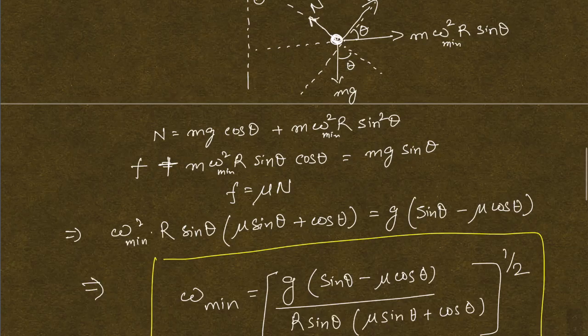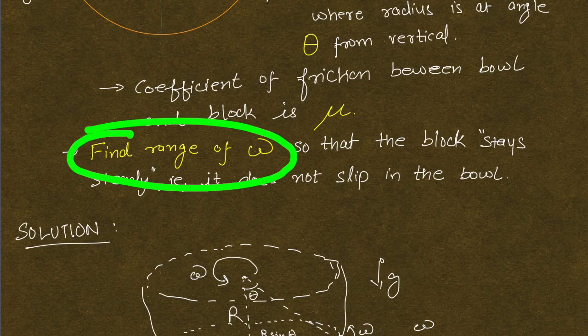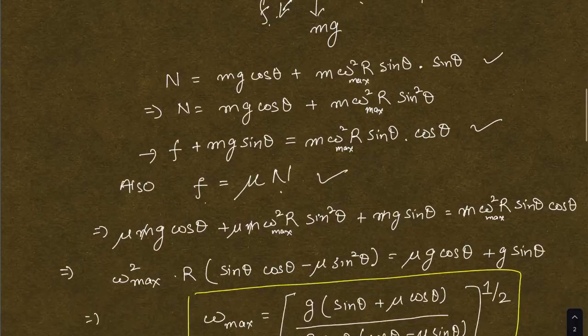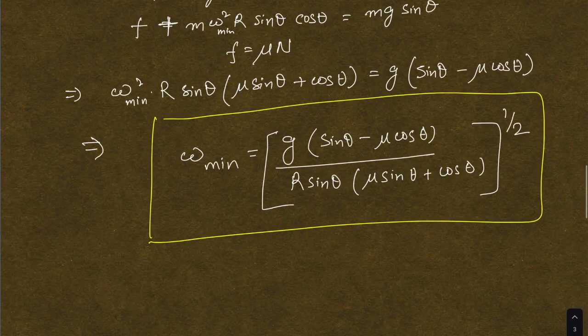So the question was, find the range of omega so that steadiness is maintained, and we have found the answer: the maximum value of omega is this and the minimum value of omega is this. Thank you.